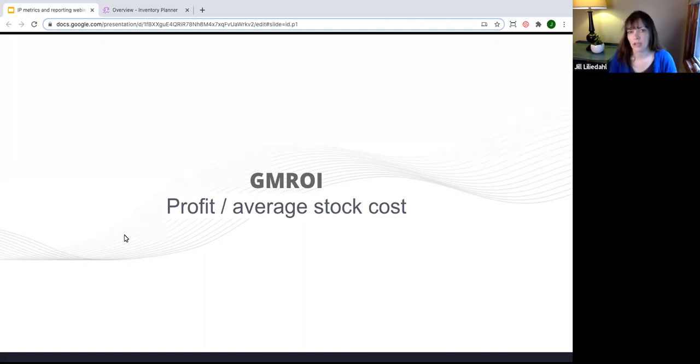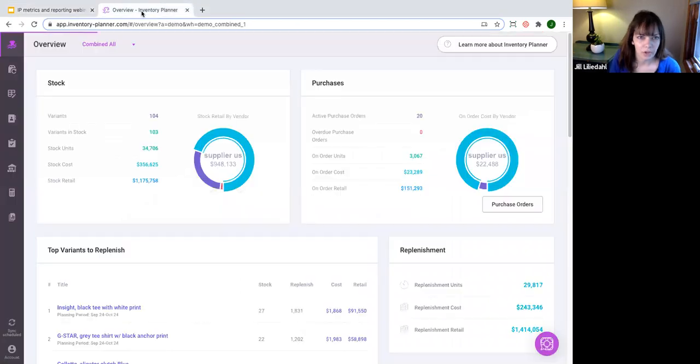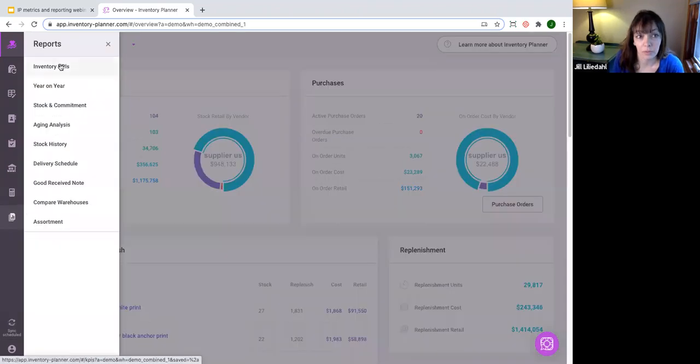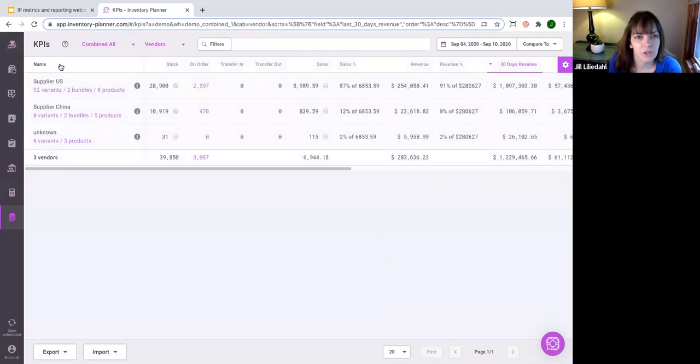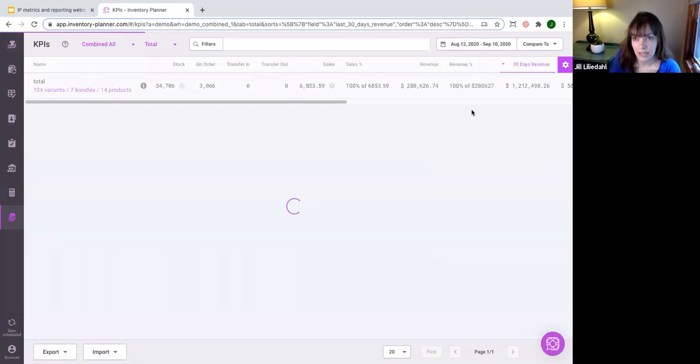a look at that. And so we talked at the beginning about how we'd start at a total level. Let's get over into Inventory Planner and we can take a look at that. So the two primary places we're going to be looking at today, here in the replenishment section, but also here, I'm going to come into reports and then inventory KPIs. So if we look at this, let's start on a total level. And we can look at, let's say the last 30 days.